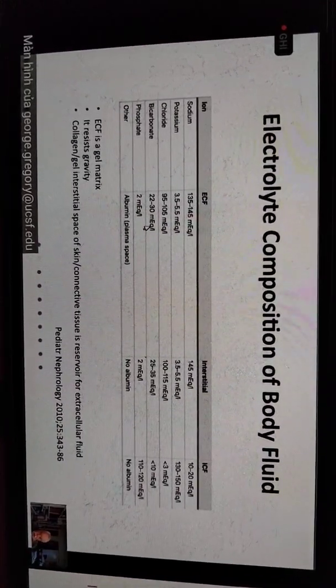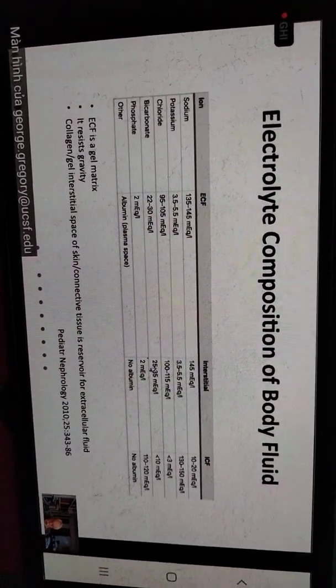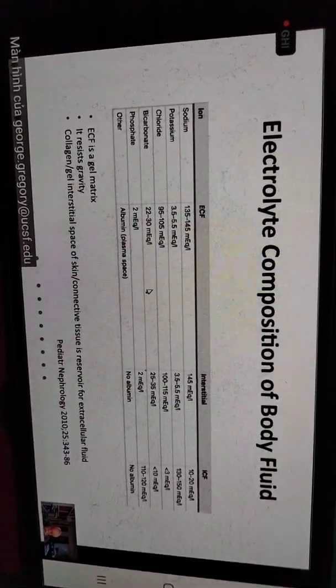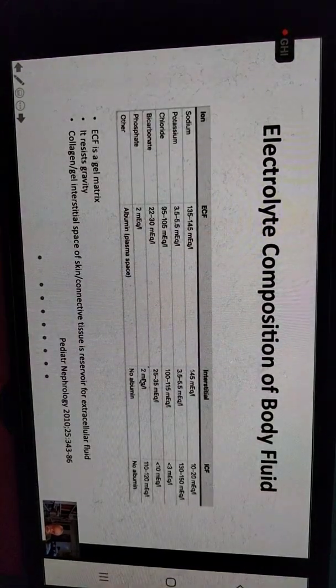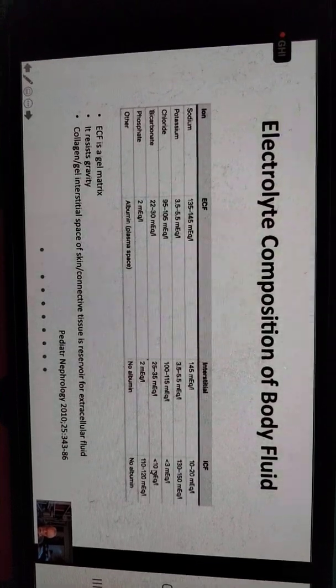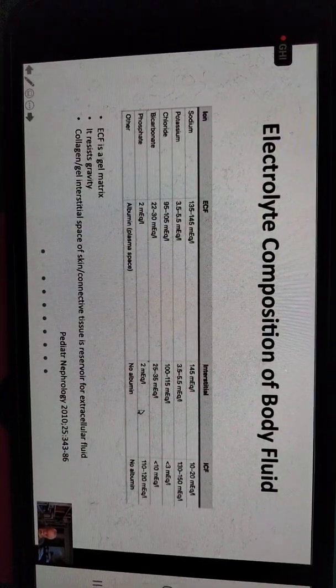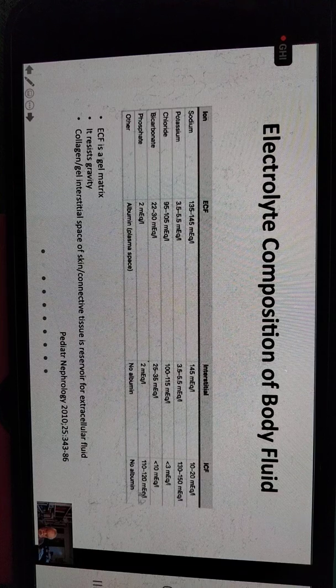And the bicarbonate is mostly extracellular, so it's in the extracellular fluid and the interstitial fluid. There's very little bicarbonate in the intracellular part. There's little potassium or phosphate outside the cells. Almost all of it is inside, and that's the negative ion inside the cells. And then all the albumin is in the extracellular fluid.